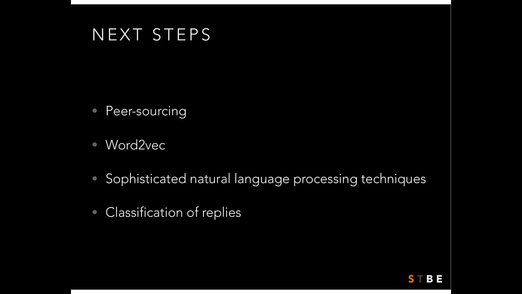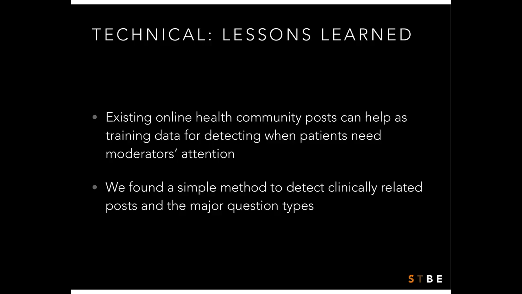So the next step is not just using machines, but also using the crowd and even other members in the community to help out with training the classifier, and some other NLP techniques to improve the performance in classification. The lesson learned is that existing online health community posts can provide training data for detecting when patients need moderators' attention. We found a pretty simple method to detect clinical related posts and the major question types, but there's some more work to be done.